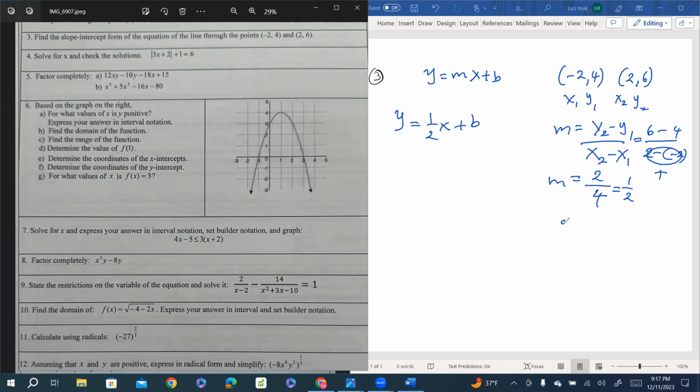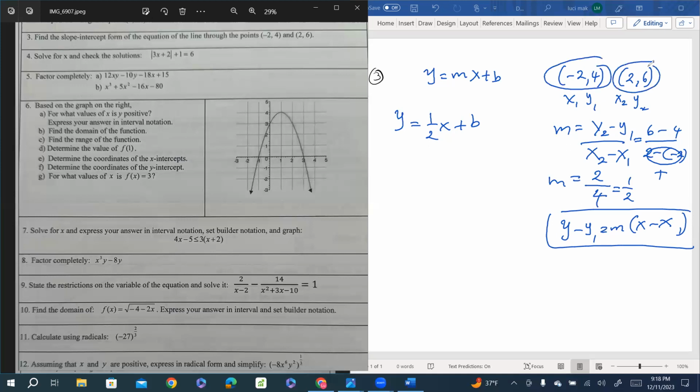Now, we could also use y minus y1 equals m times x minus x1. That's the point-slope form. But we don't need that because they only ask for the slope-intercept form, so we can use this straight away. Now to find the b, we could use one of these 2 points. I'm going to use the 2 positive ones because it's easier to substitute. So y is 6 equals 1 half times, I'm going to substitute 2 comma 6, by the way, 1 half times 2, which is the x, plus b.